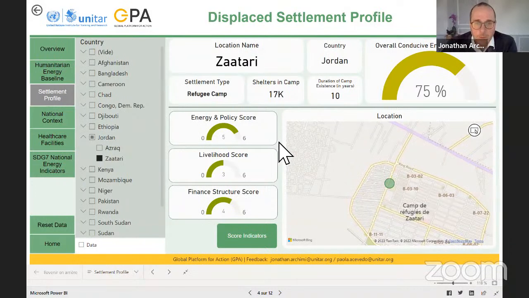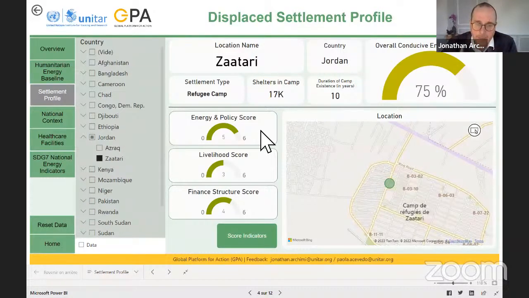So to evaluate this readiness level, we have 3 scores, and each one of them, as Paola mentioned, is made of a list of indicators. So the first score is the energy policy, and obviously it's whether the energy policy in the country is friendly to new energy or to energy dissemination.